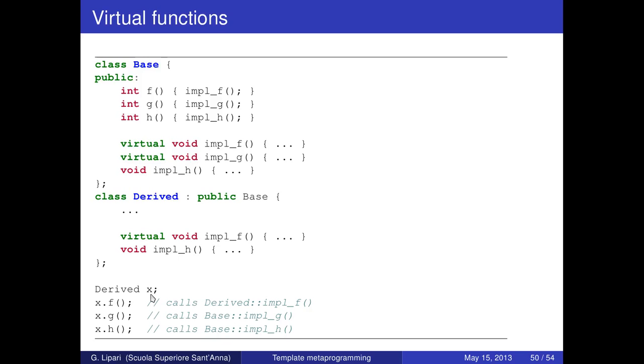Okay? And now you have an object of type derived, and you are going to call f, g, and h. Now, when you call f, you are going to call this. And since implf is a virtual function, the one provided by derived is going to be used. So by calling f, you end up calling derived implf. And for g, instead, since implg has not been overridden, the base one is going to be called correctly. And finally, for h, since implh is not virtual, the base one is going to be called. Okay? So this is virtual functions from the beginning of the course, I hope you remember.